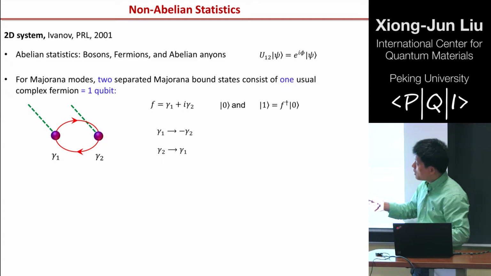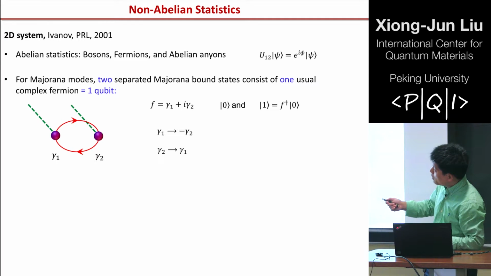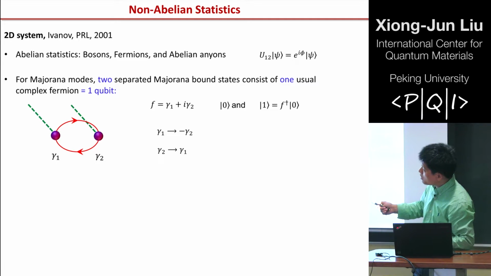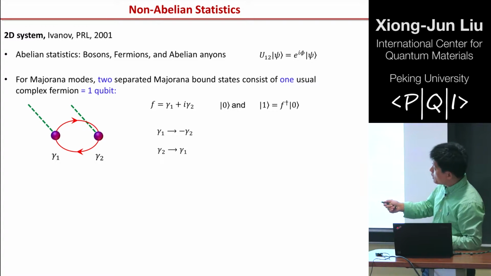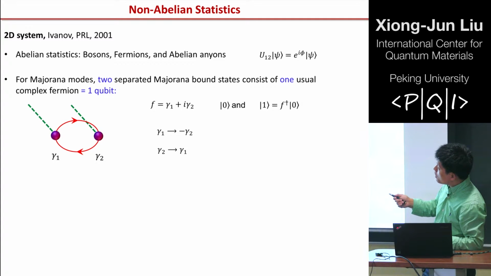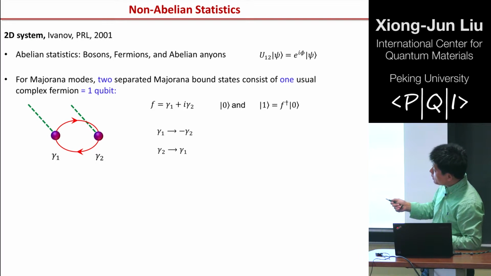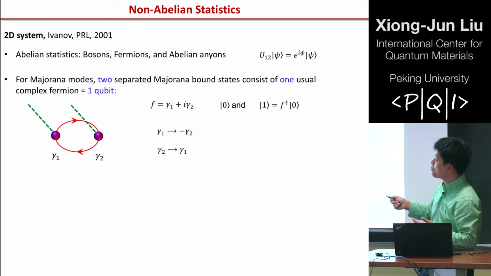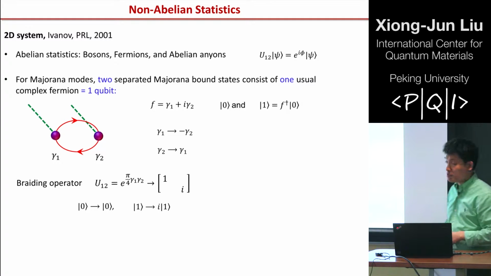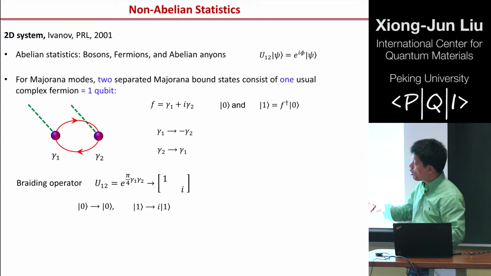Consider you have two Majorana fermions. It can be described by the branch cut, since it corresponds to the vertices. When you braid gamma 1 and gamma 2, you can see that gamma 1 crosses the branch cut of gamma 2, but gamma 2 does not cross the branch cut of gamma 1. Then in this braiding process, gamma 1 should go to minus gamma 2, but gamma 2 still goes to gamma 1. So this process can be simply described by this braiding operator.